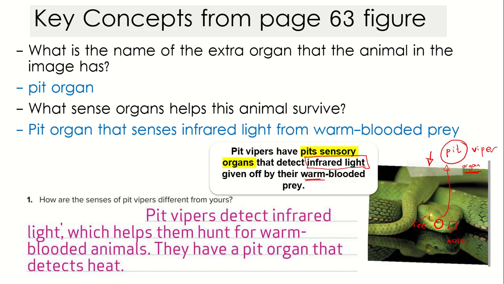Okay, so the main information is about this snake and the pit organ. Those are the key words you have to remember, okay? Pit organ, that it detects infrared light. What is infrared light? It's the warmth from the body of an animal that it wants to catch, which we call the prey.